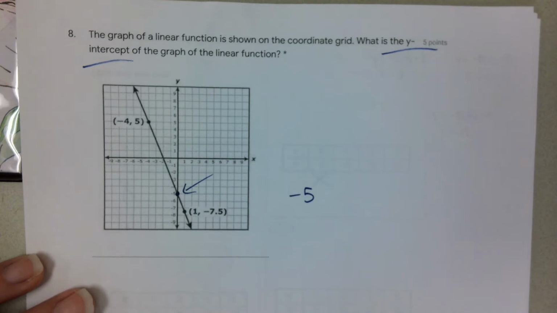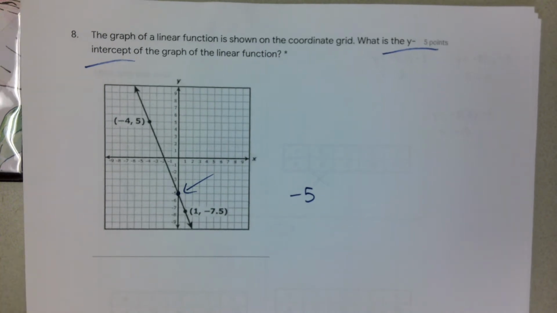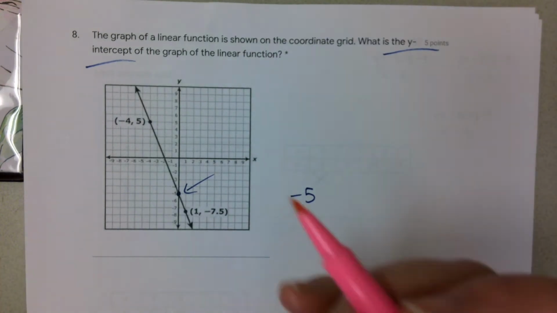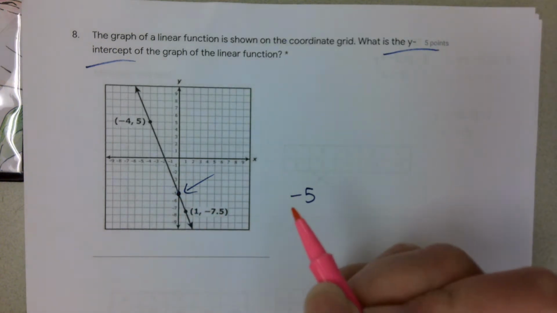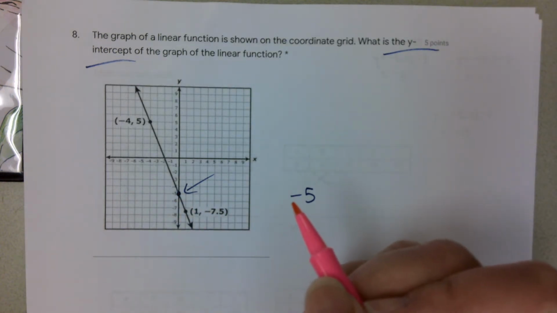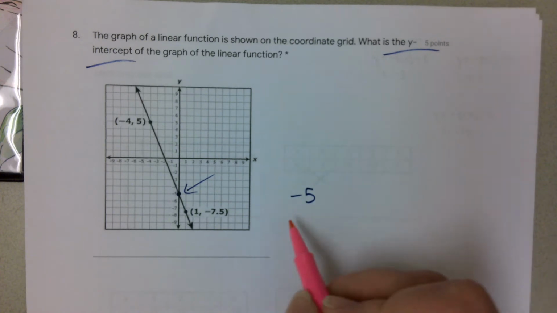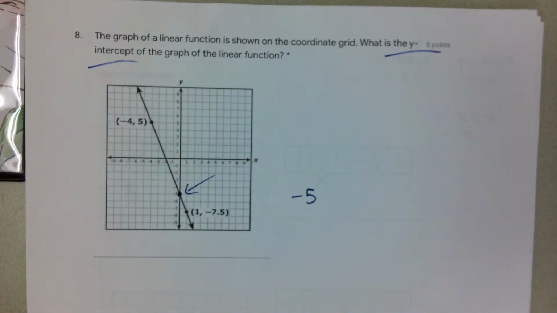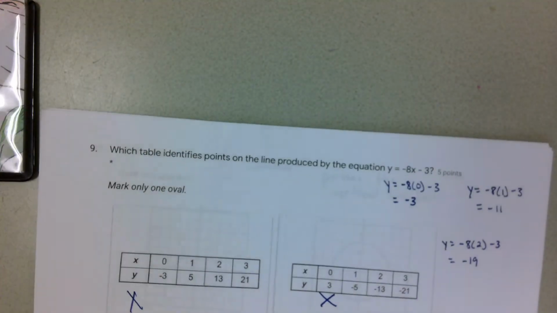The graph of a linear function is shown on the coordinate grid. What is the y-intercept of the graph of a linear function? Again, we're looking for where the graph crosses or intersects the y-axis, and that's at -5. So your y-intercept is -5.